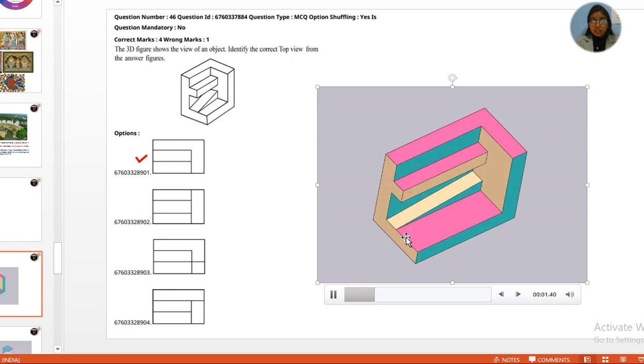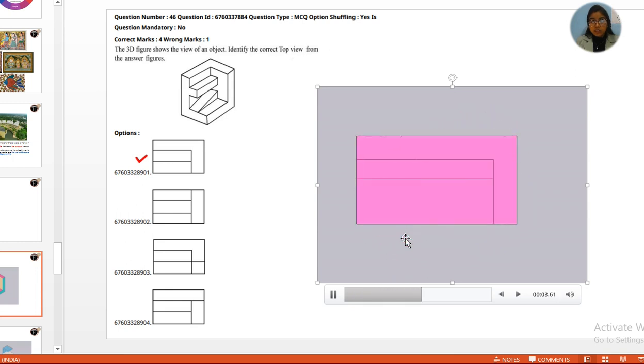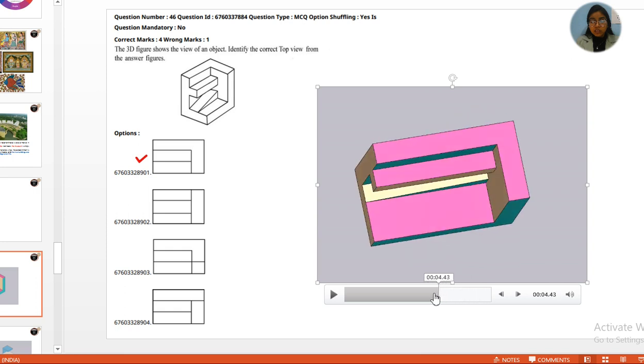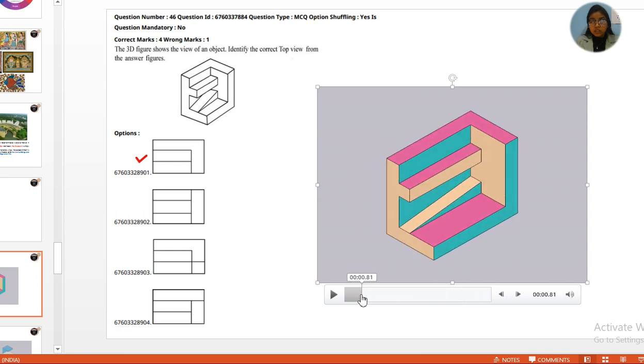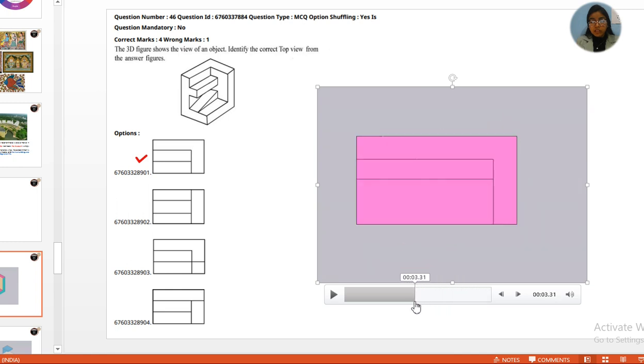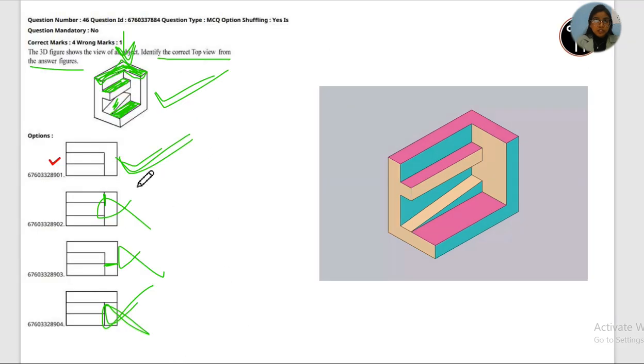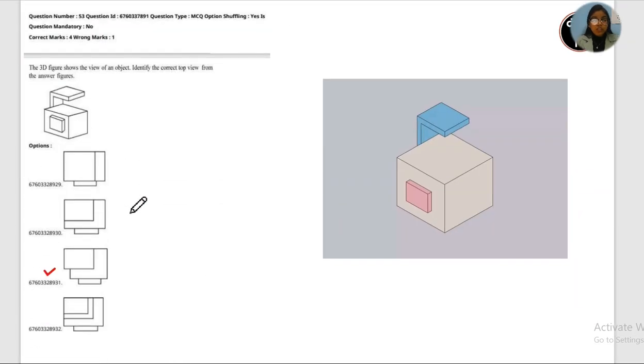See, in this manner you will get only this pink surface in your top elevation. I hope it will be clear to you. Moving on to the next one.